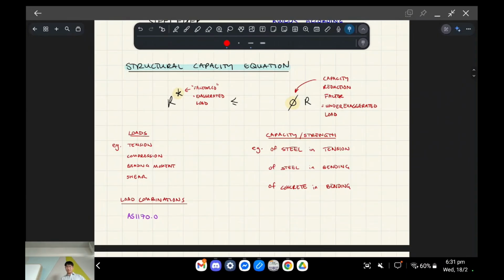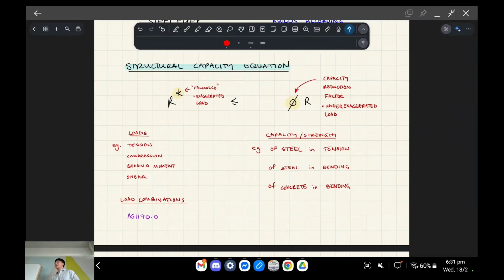Okay, so next, let's talk about the structural capacity equation. For those of you who sat in the previous workshop, during Farhan's talk, he was talking a little bit about this. This is a pretty fundamental structural concept, and essentially, you're comparing two numbers. This is what it ultimately comes down to.